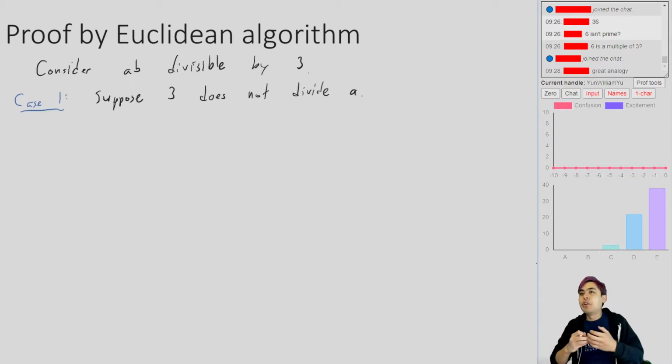So what are we trying to prove if we're going to start with the idea that 3 does not divide A? Well, our goal is to prove that at least one of A or B is divisible by 3, right?